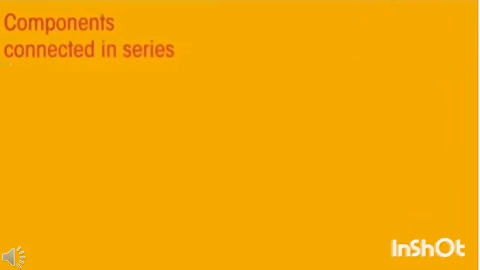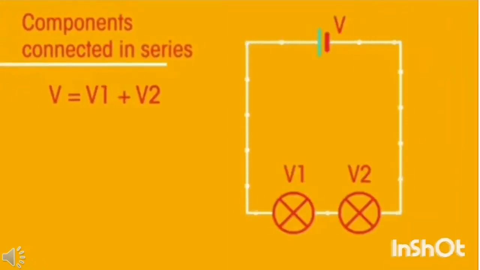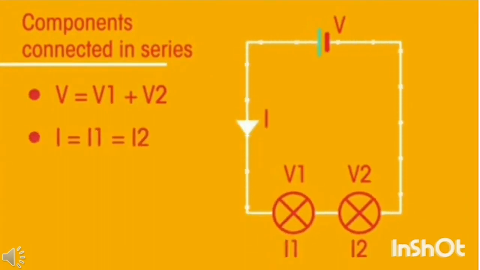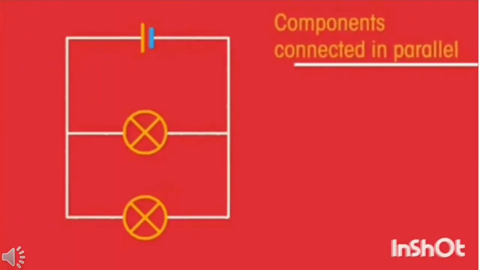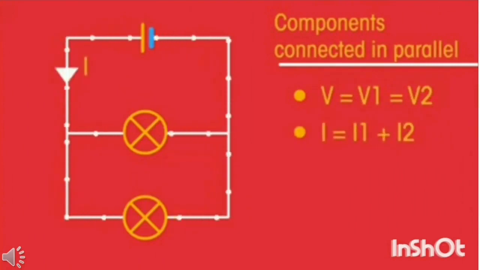For components connected in series, the total voltage or potential difference of the power supply is shared between the components. There is the same current through each component. For components connected in parallel, the voltage or potential difference across each component is the same. The total current through the whole circuit is the sum of the currents through the separate components.